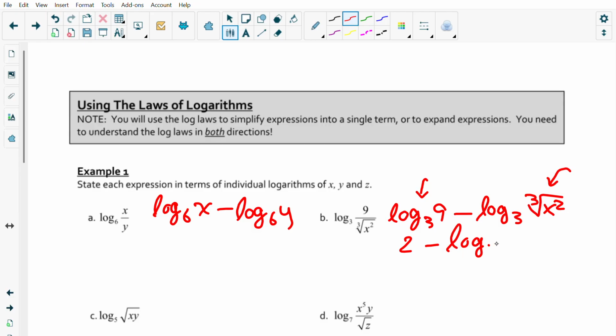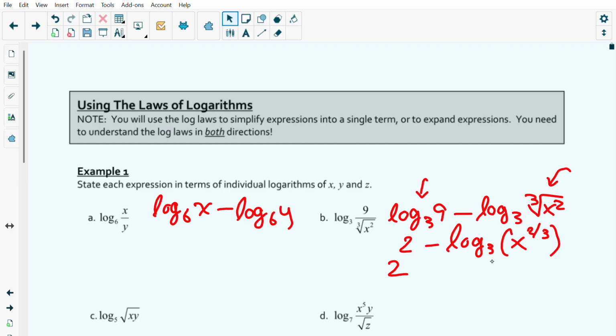So this is log base 3 of x squared. Oh, goodness. Hang on a second. Sorry, folks. Start over. 2 minus log base 3 of x to the 2/3. So when I'm converting from a radical to an exponent, that's what it looks like. For this one, I'm going to apply the power law. I'm going to bring the 2/3 as an exponent out in front as a coefficient. So it's 2/3 log base 3 of x.